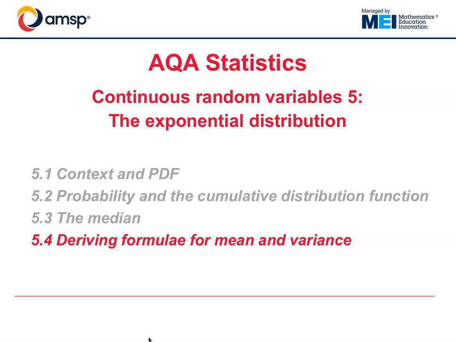This is AQA Statistics, Continuous Random Variables 5. This video is about deriving formulae for the mean and variance of the exponential distribution.